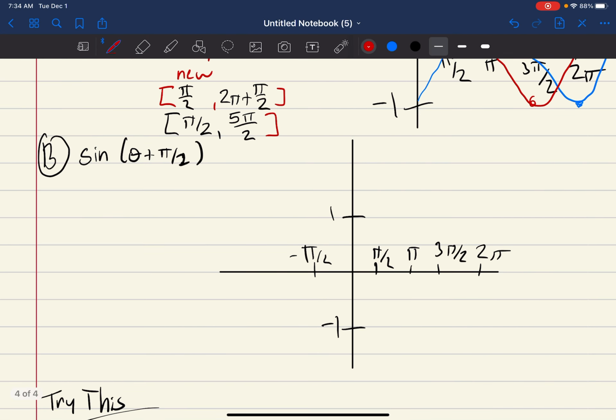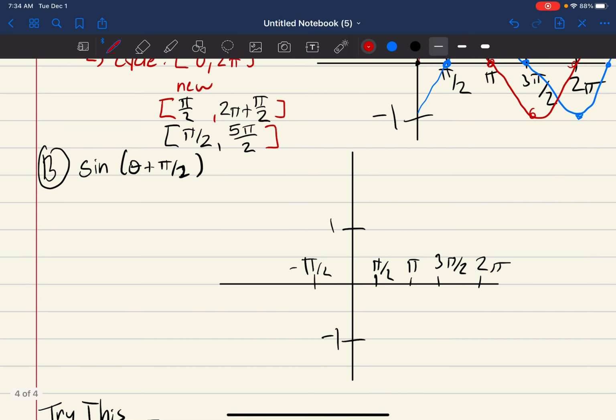And now let's go over this one, which is sine of theta plus pi over 2. We'll just do what we did earlier. I'll have from 0 to 2 pi. And once you have that, remember it's negative because this is positive. And then this will be 3 pi over 2 once you subtract pi over 2 from 2 pi. And now just start plugging it in.